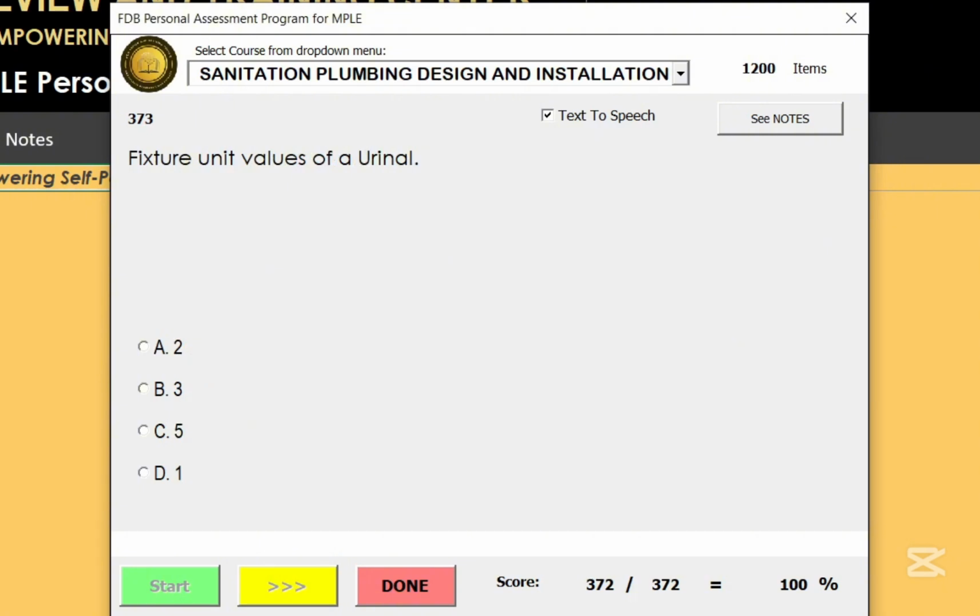Fixture unit values of a urinal. A. 2. B. 3. C. 5. D. 1. Please pick your choice.